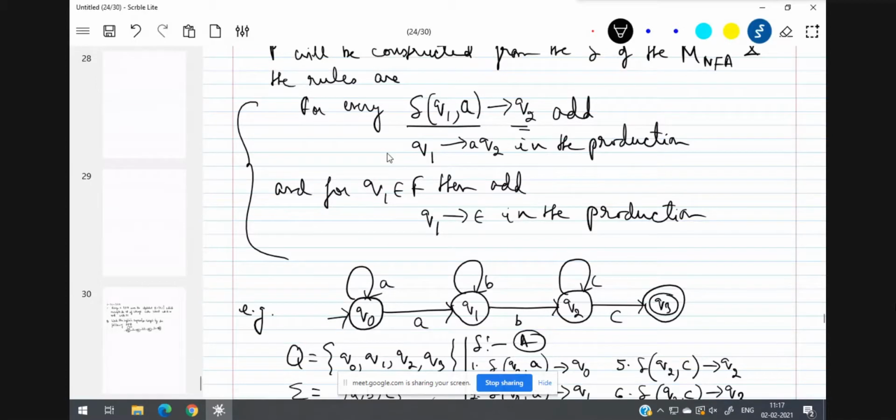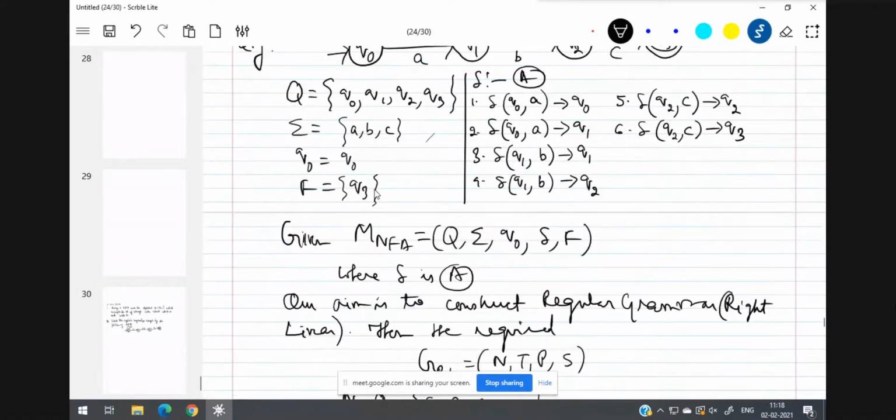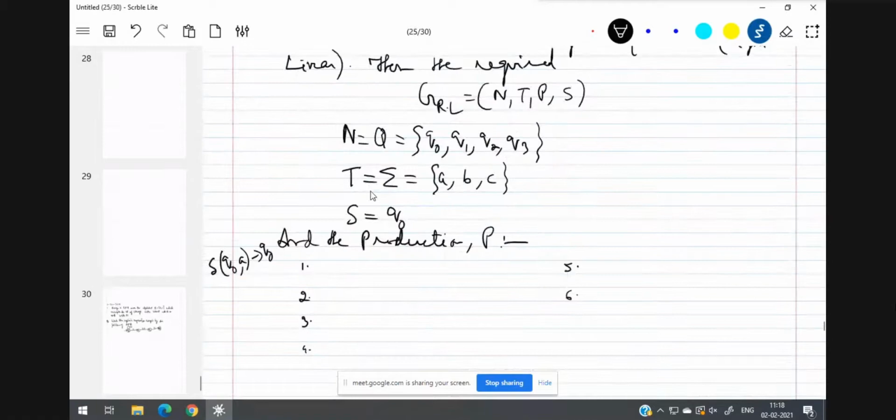Now, as per the rules, delta Q1 comma A performs the transition from Q1 to Q2. Then we add Q1 as the non-terminal on the left hand side, and A followed by Q2 on the right hand side. It's the same thing I'll be adding here: Q naught will be the non-terminal on the left hand side, and A followed by Q naught on the right hand side. Q naught, Q1, Q2, Q3 are nothing but non-terminals.